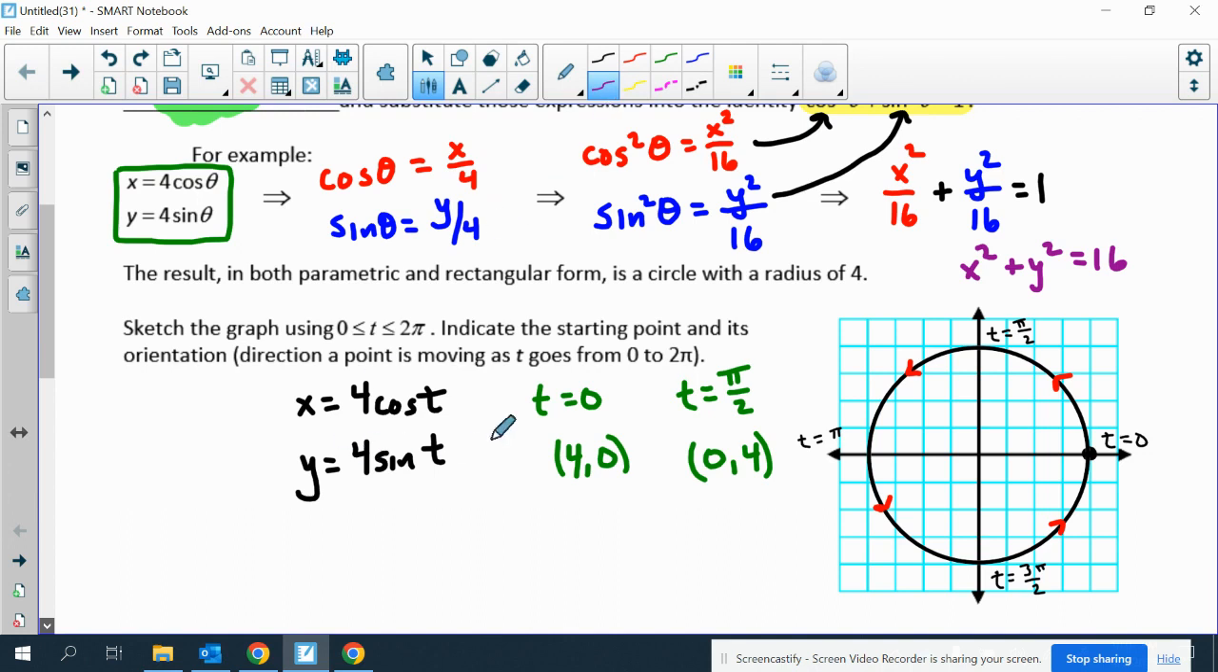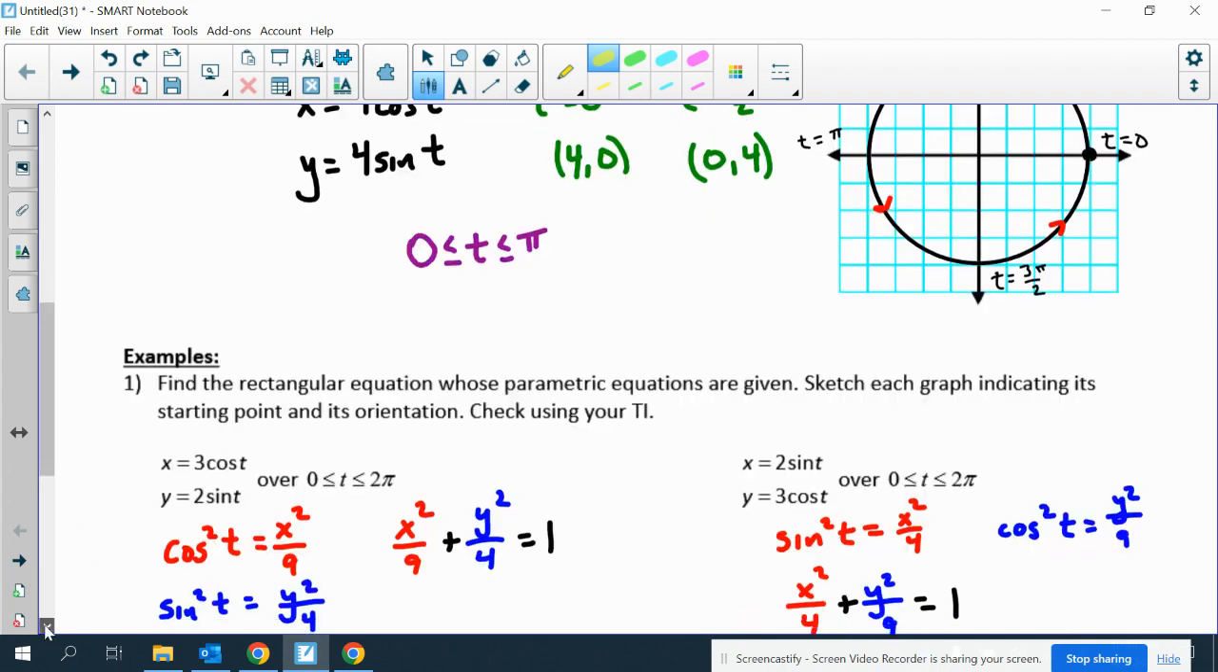We can also, let's say I change the problem slightly. If I sketch the graph only from 0 to pi, I would start here and I would end up with only half of a circle. So there's a lot of different ways that you can do this based on what your parameters are, of course.